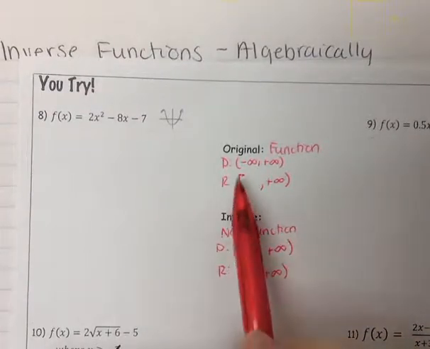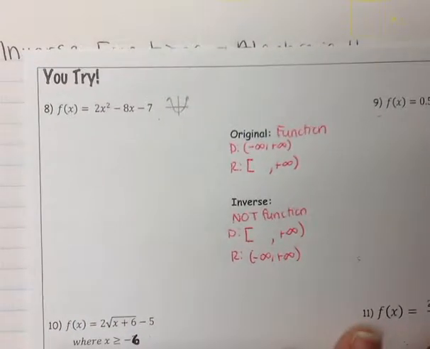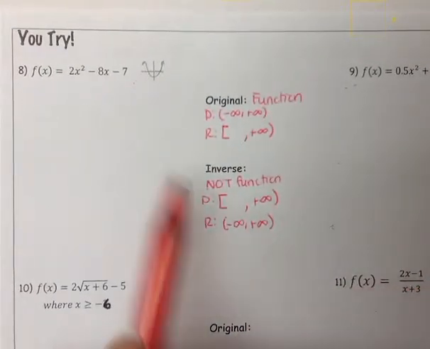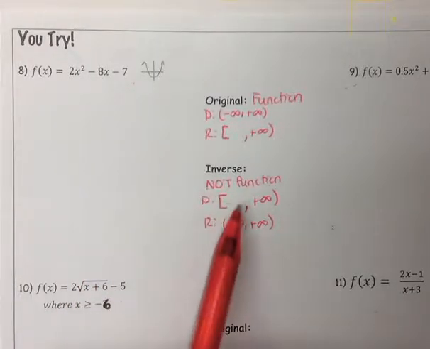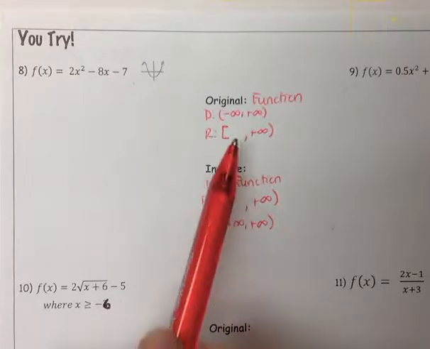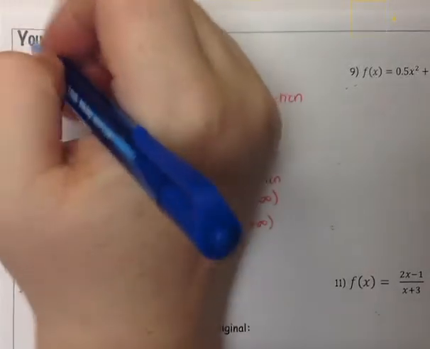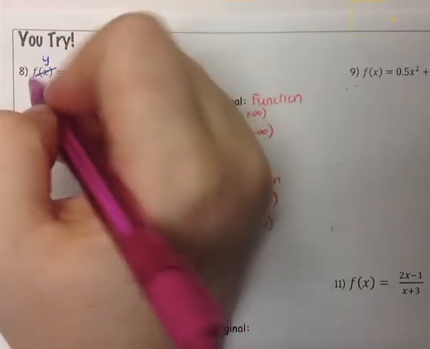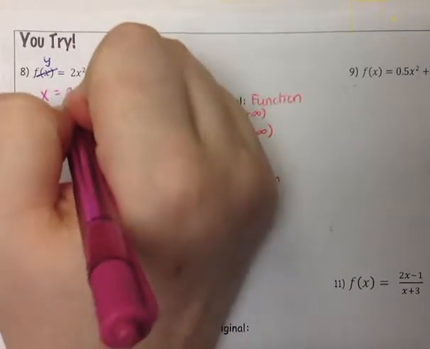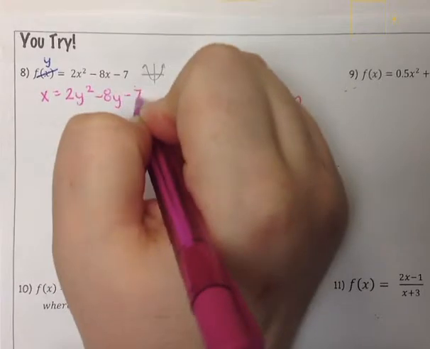Now we need to actually find the inverse, because once we find the inverse, we will have it in the HK in our transformation aspect, that function, so we will be able to find the domain of the inverse, which will lead us to know the range of the original. So this f of x is going to turn to a y. I'm going to rewrite this as x is equal to 2y squared minus 8y minus 7.